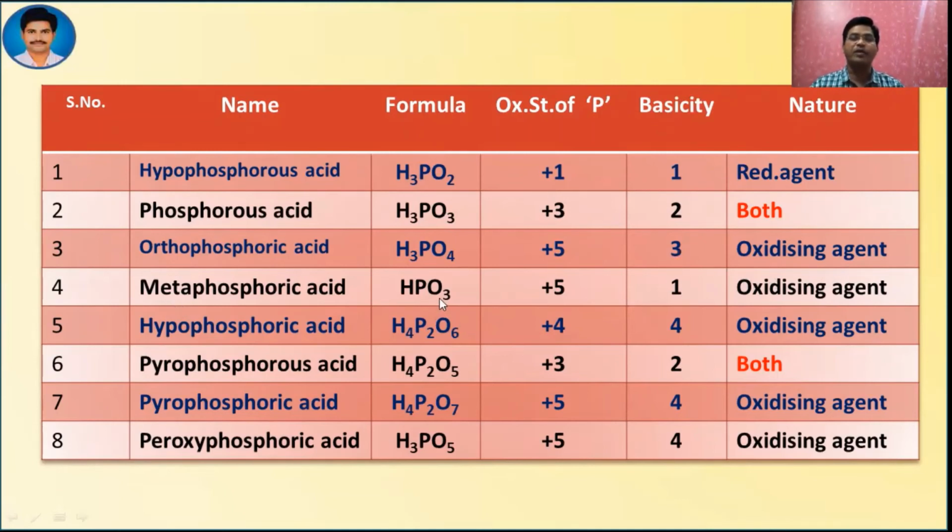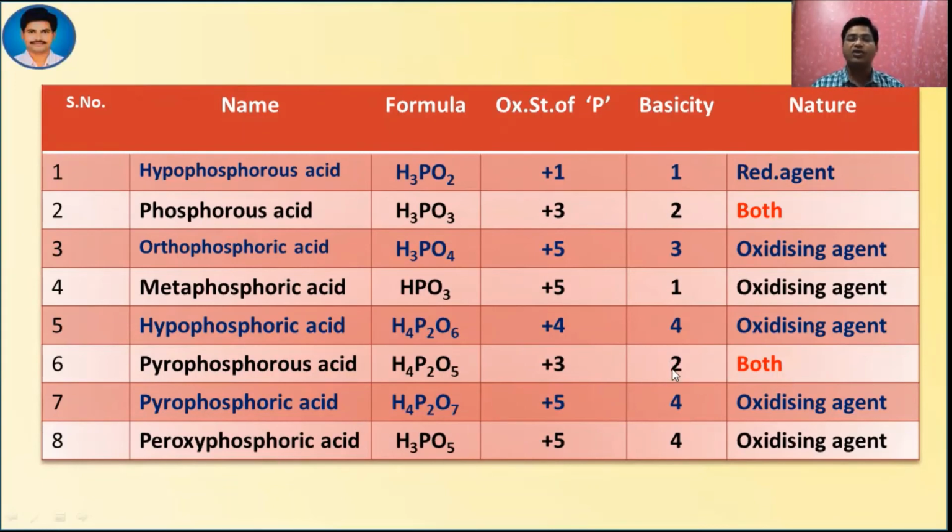Metaphosphoric acid, HPO3, +5 is oxidation state, basicity is 1, it acts as an oxidizing agent. Hypophosphoric acid, H4P2O6, and here oxidation state is +4, the basicity is 4, acts as only oxidizing agent. If you go for pyrophosphorous acid, H4P2O5, the oxidation state of the phosphorus is +3, but basicity is 2, and it acts as both oxidizing and reducing agent.